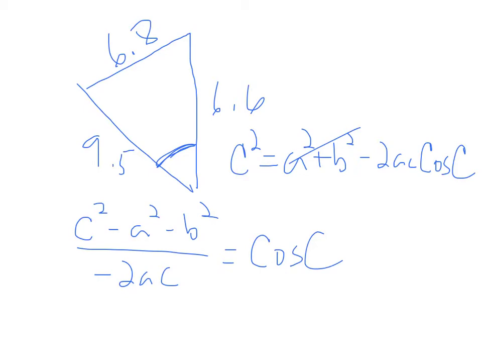Maybe I should say what's A, what's B, what's C. It just occurred to me. So if this is the angle that I want, that's my angle C. So that means that's side A, and then it doesn't really matter what A and B are. So that's what I'm choosing to use. I'm going to drop those in.